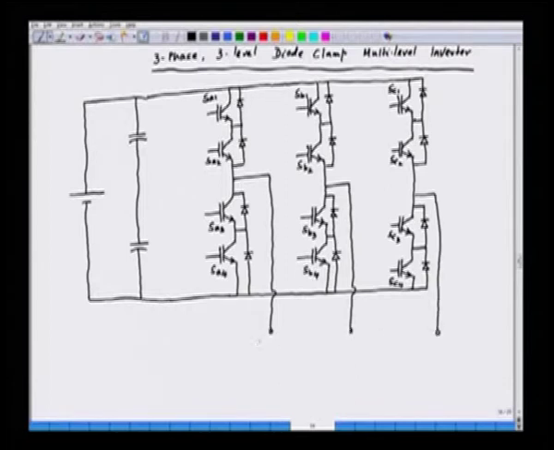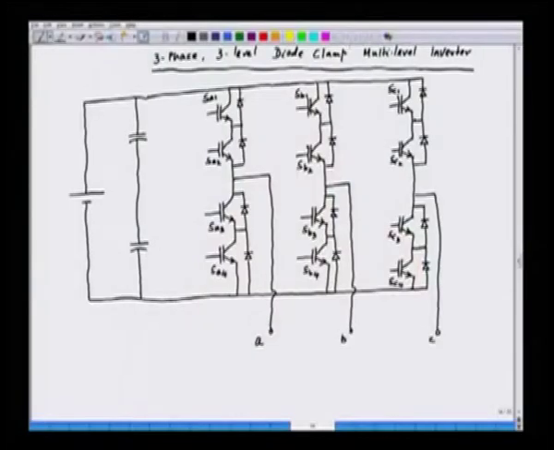This is for phase A, phase B and phase C. We can have a load which will be connected to A, B and C. Now, this is actually the main inverter, but we also have the clamping diodes. That is why we call this a diode clamped multi-level inverter.